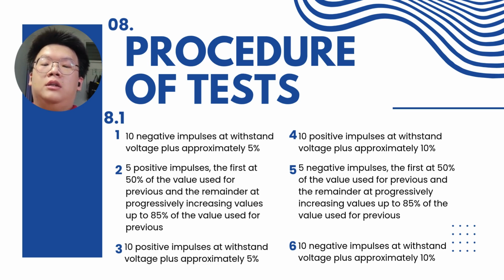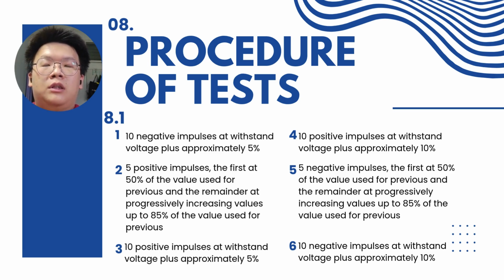There are 6 sequences in which impulses shall be applied with the temperature condition as specified in section 3.2. First, 10 negative impulses at withstand voltage plus approximately 5%. Second, 5 positive impulses, the first at 50% of the previous step 1 value, and the remainder at progressively increasing values up to 85% of the value used for step 1.